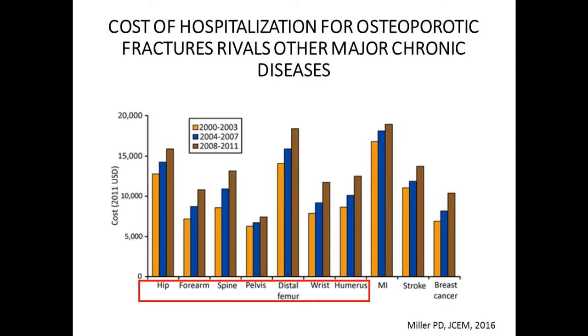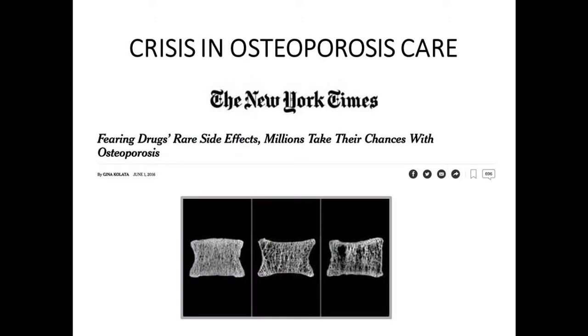All right, so this is what has bone specialists and endocrinologists all riled up, a so-called crisis in osteoporosis care. I thought this was kind of an interesting article. It was written in the New York Times, I believe, earlier this year, suggesting that drugs' rare side effects have caused millions to take their chances with osteoporosis. So what side effects are they talking about here? Everyone's worried about osteonecrosis of the jaw, and what else? Excellent. Atypical femoral fractures.